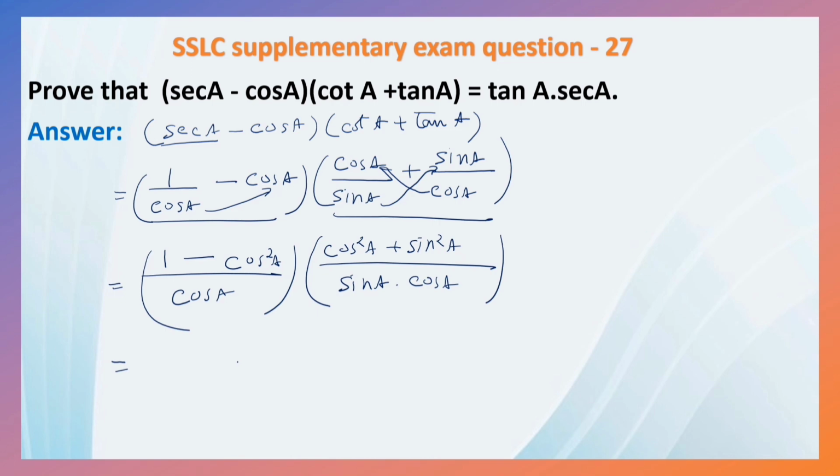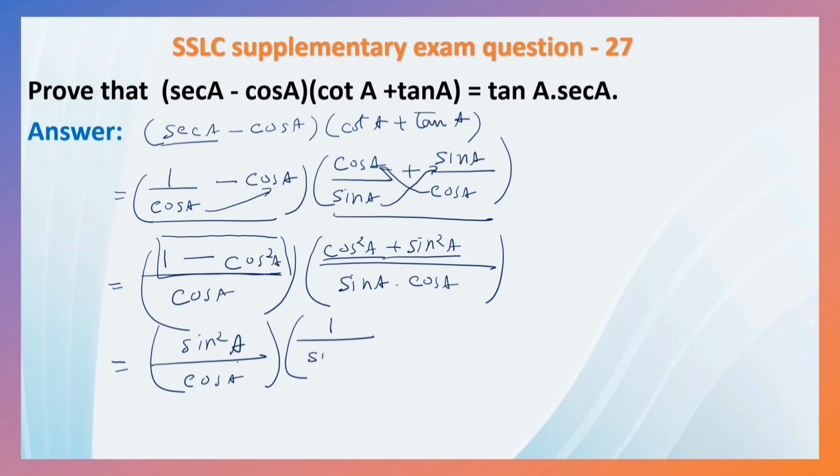1 minus cos square A is equal to sin square A. By the identity, sin square A plus cos square A is equal to 1, by cos A into cos square A plus sin square A is equal to 1, by sin A into cos A.